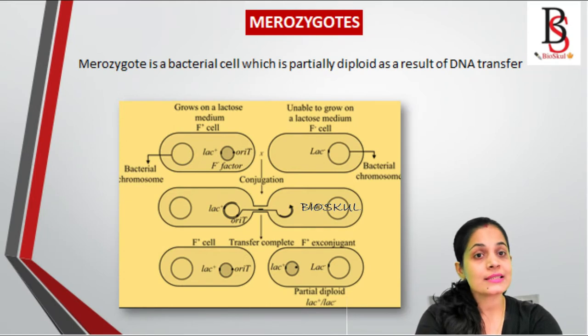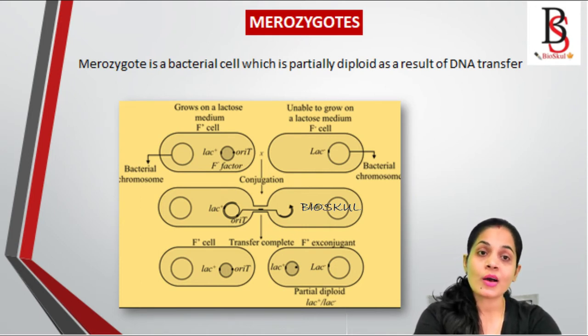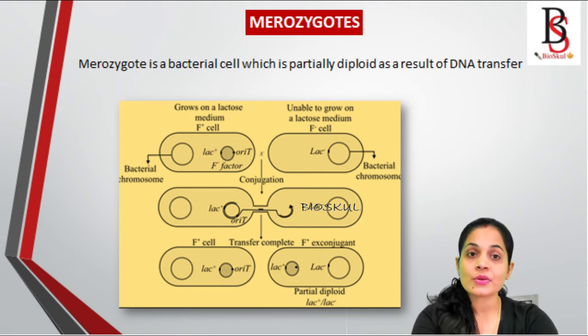So first, what is a merozygote? A merozygote is a bacterial cell that is partially diploid. How is the merozygote formed? It forms when the F prime cell conjugates with an F minus cell. Here the F prime cell is able to grow on a lactose medium, whereas the F minus cell is unable to grow on a lactose medium.